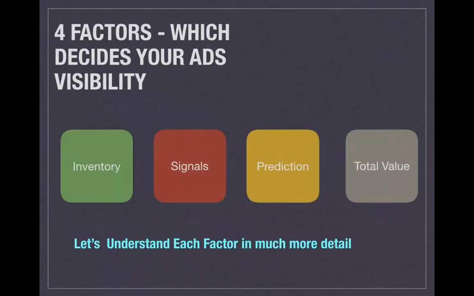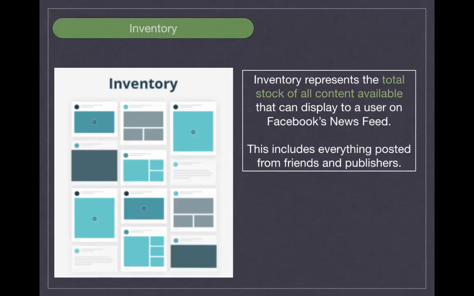Okay, now let's dig into the four factors which decide your ad's visibility. There are four majorly important factors. One is inventory, second is signals, third is prediction, and fourth is the total value. So now let's understand the meaning of these four factors. Let's first get started with the inventory.